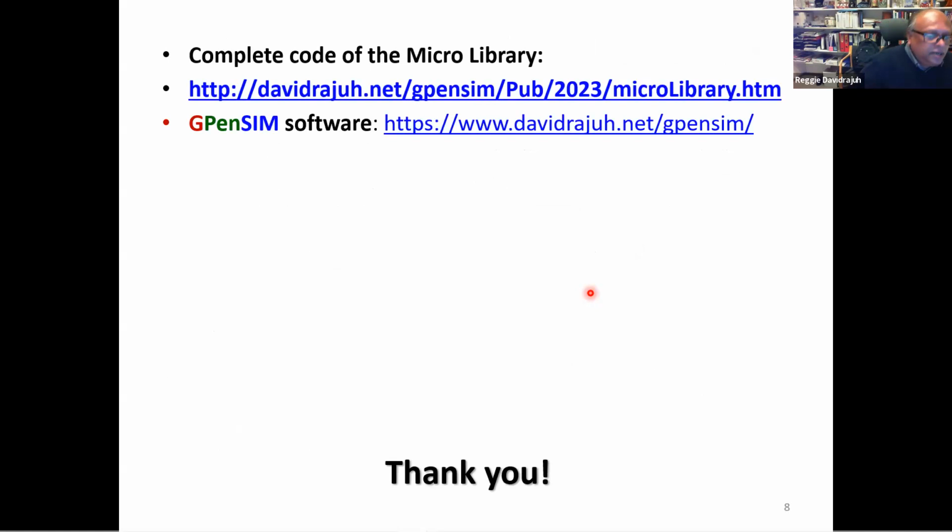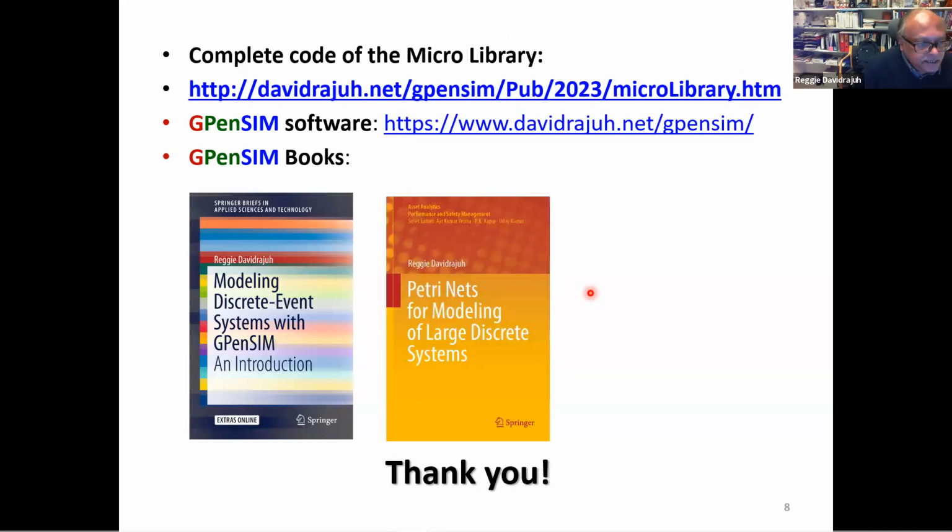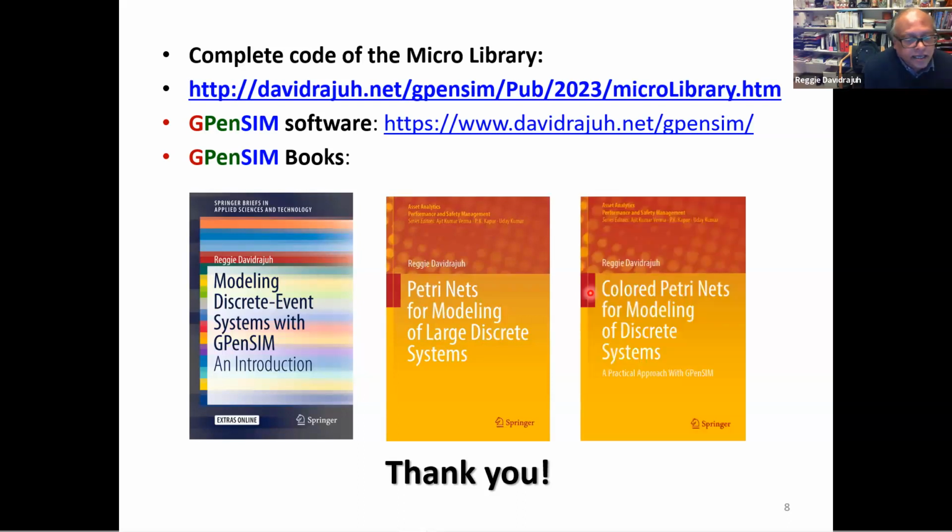If you want to look into the code, the complete code is available here, and the GPenSim software is also available. If you want to study GPenSim, which is used by at least 30 universities around the world, the first book is a very simple user manual. The second one is an advanced book for modeling very large systems. The third book is about colored PetNet, which describes the technique. One of the techniques is what I just described now. So that is my first paper.